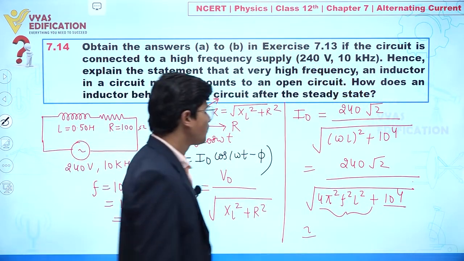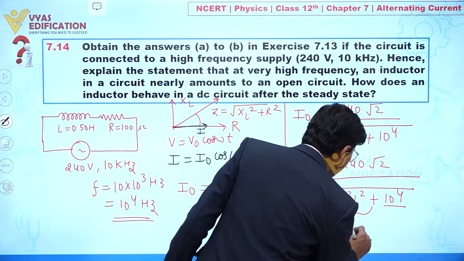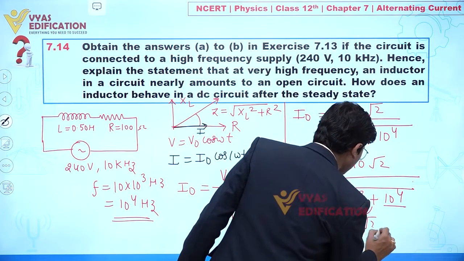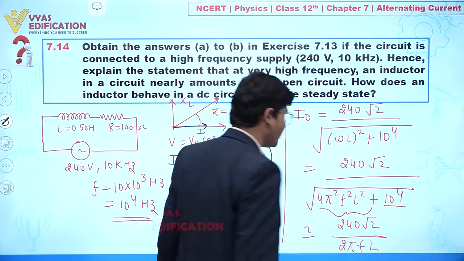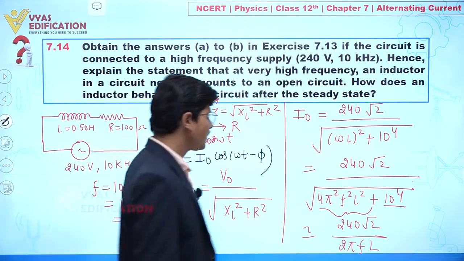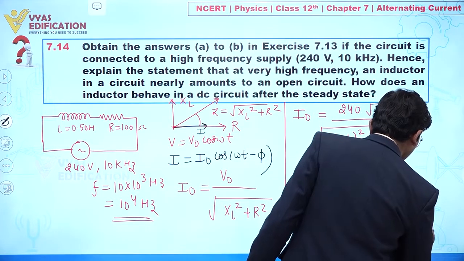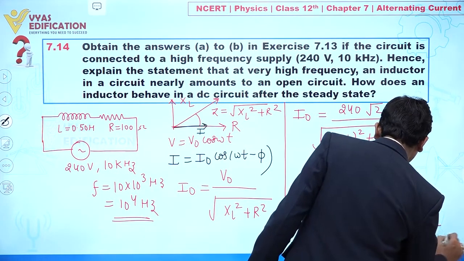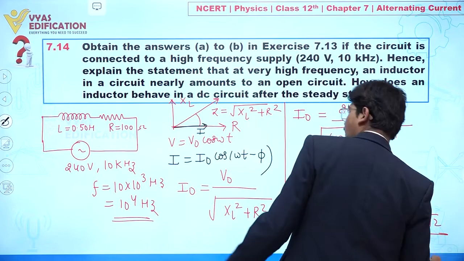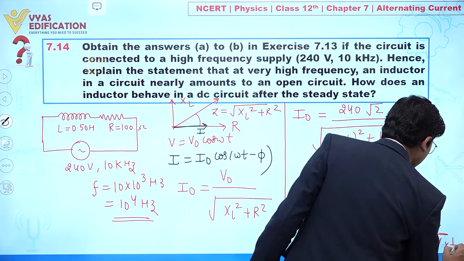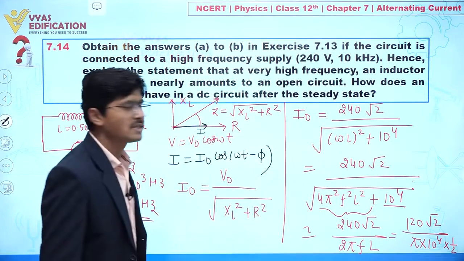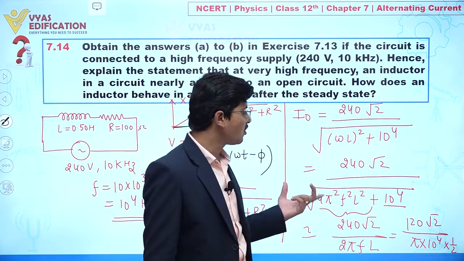So from here you can write I naught is given by 240 under root 2 divided by 2 pi f multiplied with L. So from here we can say this is 120 under root 2 divided by pi, with the value of f equal to 10 to the power 4 multiplied with 1 by 2. Now we can solve it and find the value of I naught.